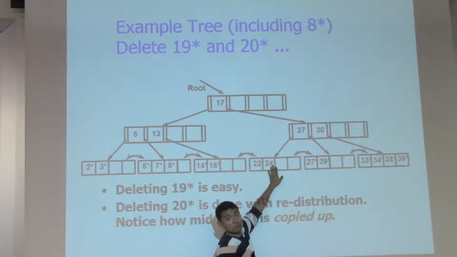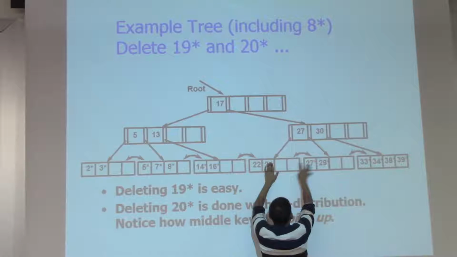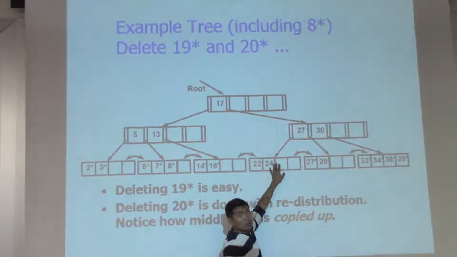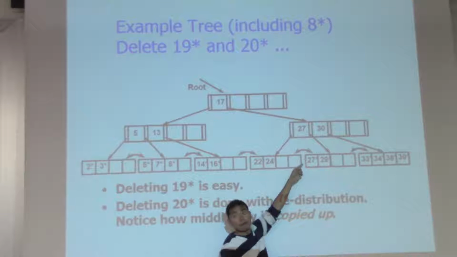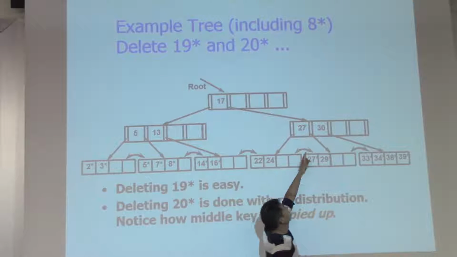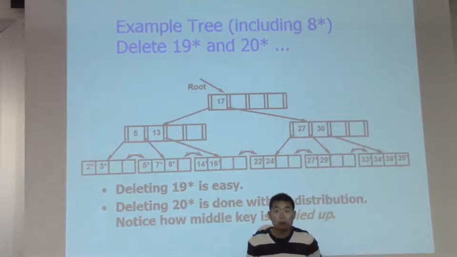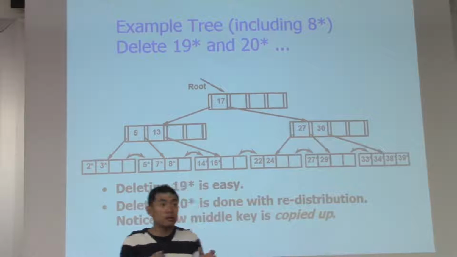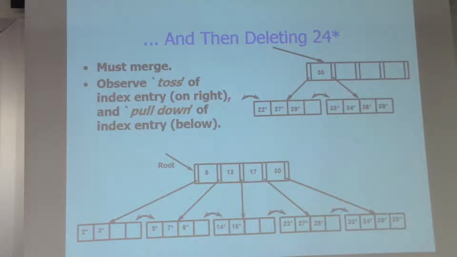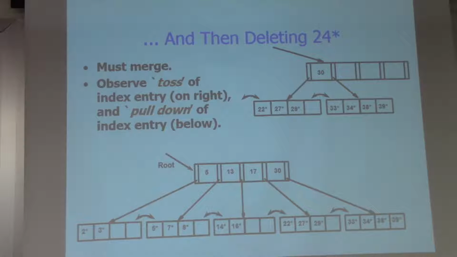So what do you do? You merge. You merge these two nodes together. That gives you 22, 27, 29. And you need to delete the entry in the level above that indexes this node that is being merged. Which means you need to delete this 27 and this pointer from the level above. Which means the level above becomes this, becomes 30, with only one entry in it.